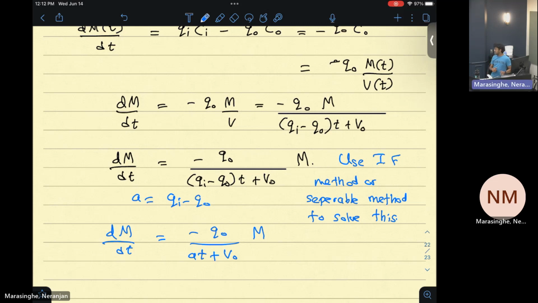I would suggest you to use the separable method. That would be easy for this problem, right? Because you can easily separate M and T. You can take dt to your right hand side and M to your left hand side. Then you will be done, right? Okay.